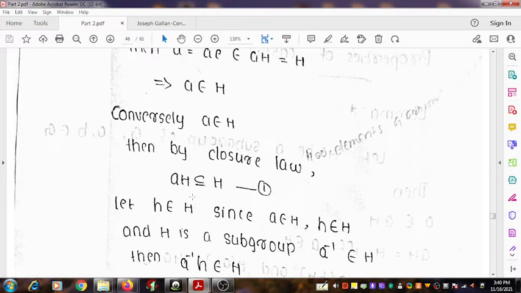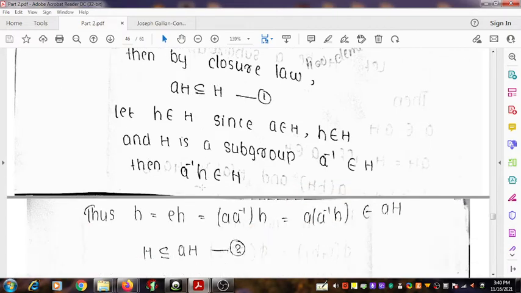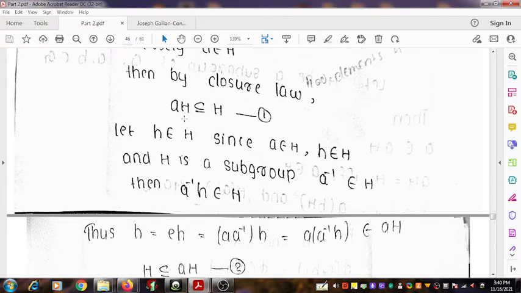See, H is a group, and by our assumption A is an element of H. When A is multiplying every element of H, all those elements belong to H. Therefore AH is a subset of H. So mainly the reason behind that is that H is a group and A is an element of H, and these are the two facts which produce the required result.